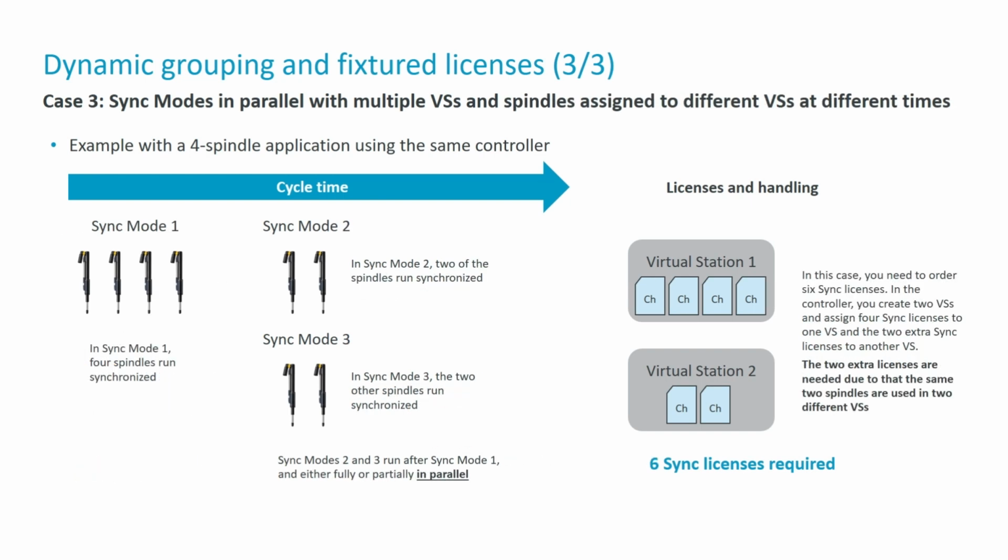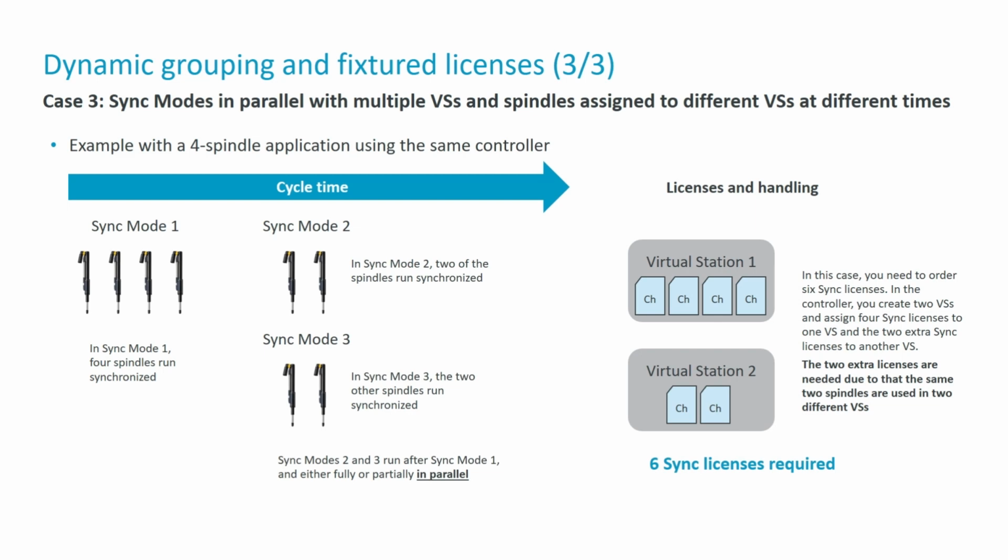In our last scenario, licensing scenario 3, we have a 4-spindle application using the same controller with 2 virtual stations. We are using 3 modes in total. Mode 1 is all 4 spindles run synchronized. Mode 2 uses 2 of the 4 spindles. And both mode 1 and 2 belong to virtual station 1.